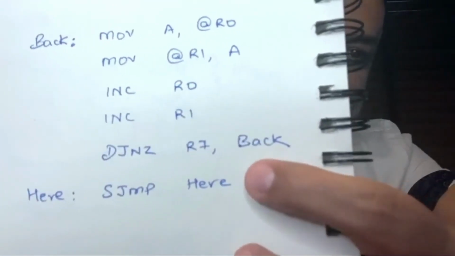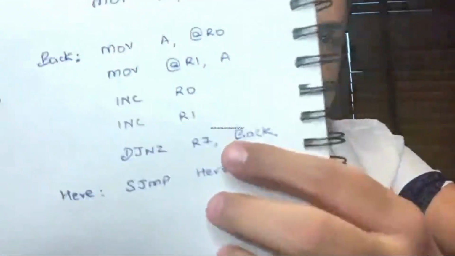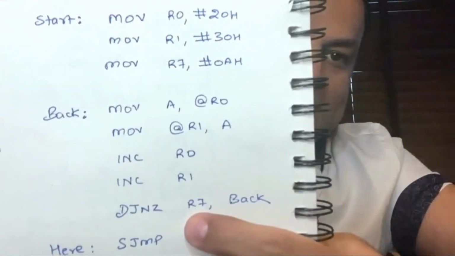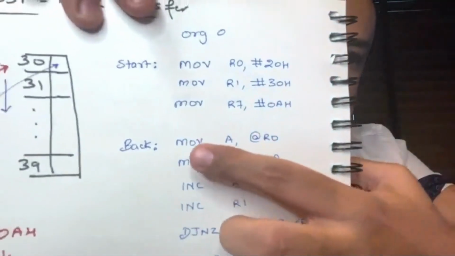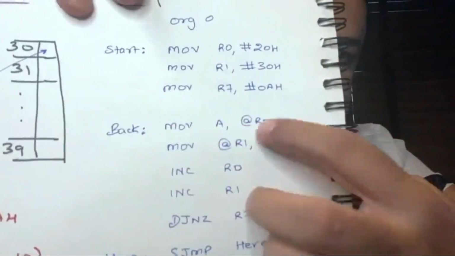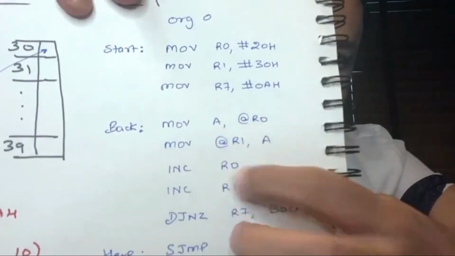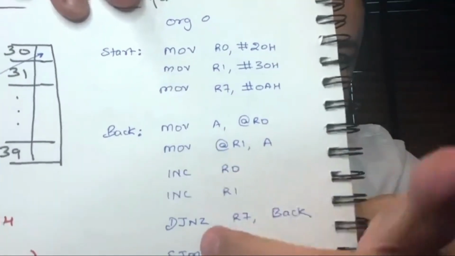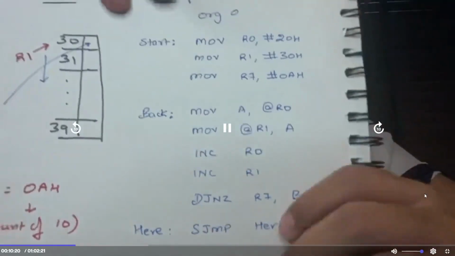The instruction that makes a loop is DJNZ. I'm sure everybody is familiar with DJNZ. DJNZ stands for decrement and jump if not 0. It will decrement R7, and as long as it is not 0, it will jump to the location back. Back is here. So first time R7 was 10, it will become 9, 8, 7, 6, 5, 4, 3, 2, 1, 0. It will give you 10 iterations and your block is transferred. End the program by writing S jump here, jump back to the same location.